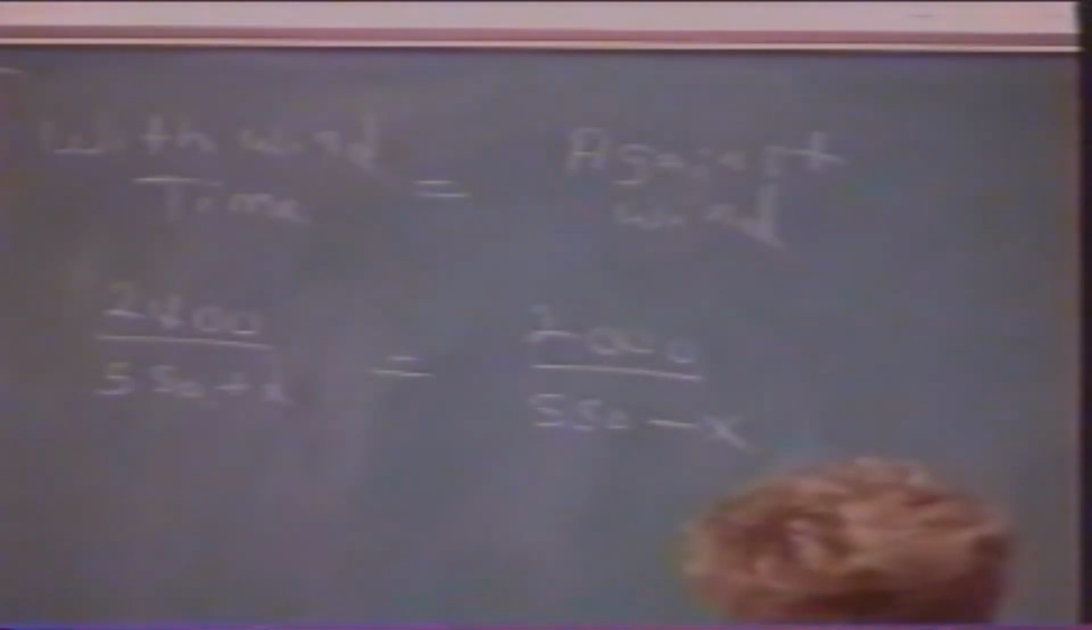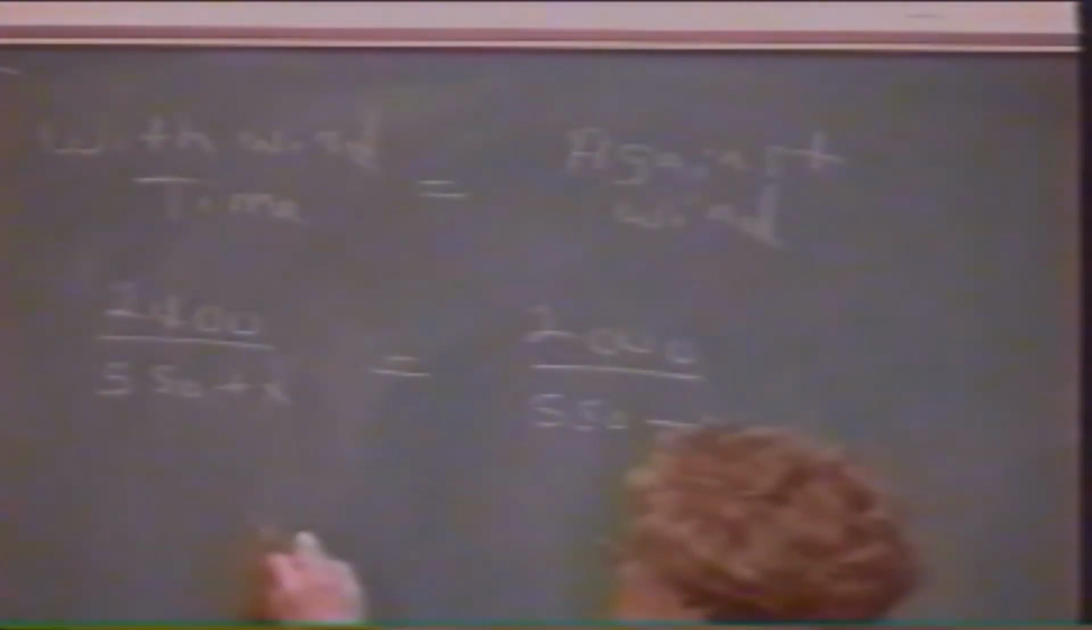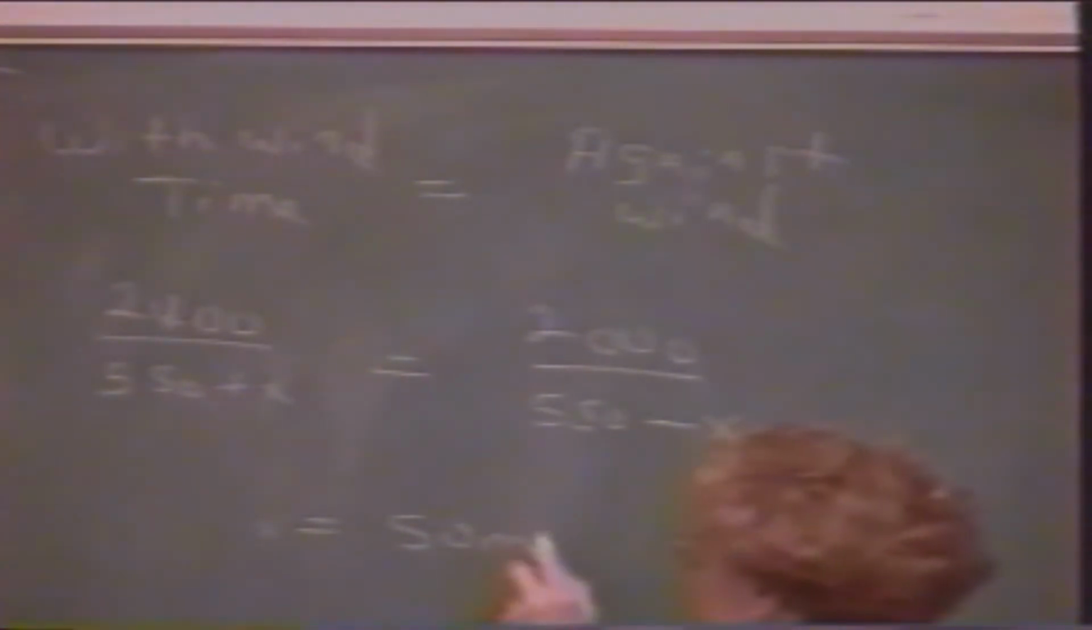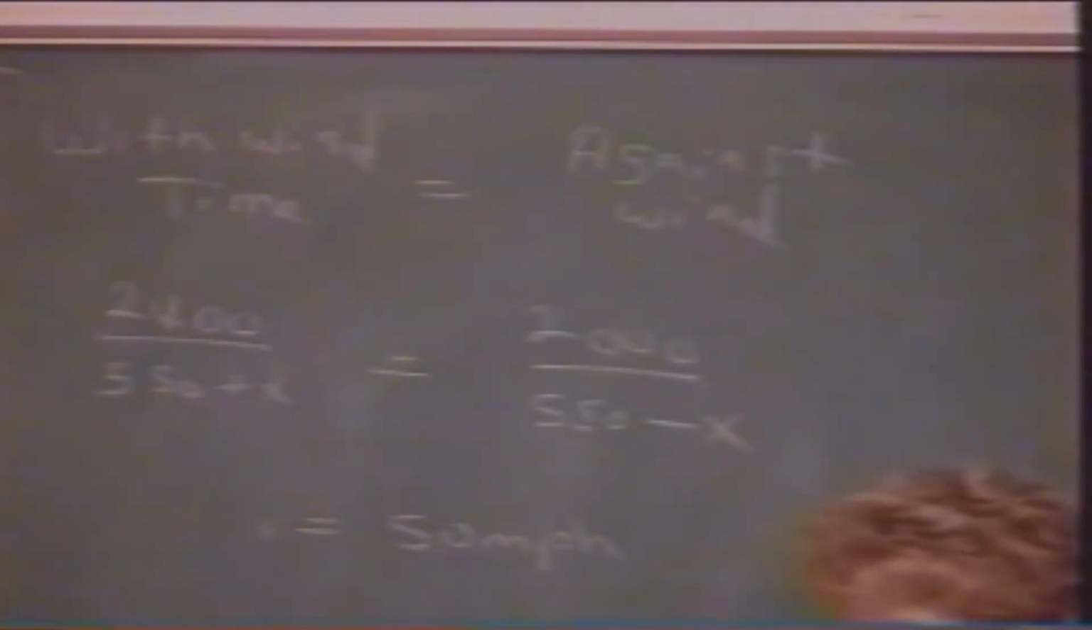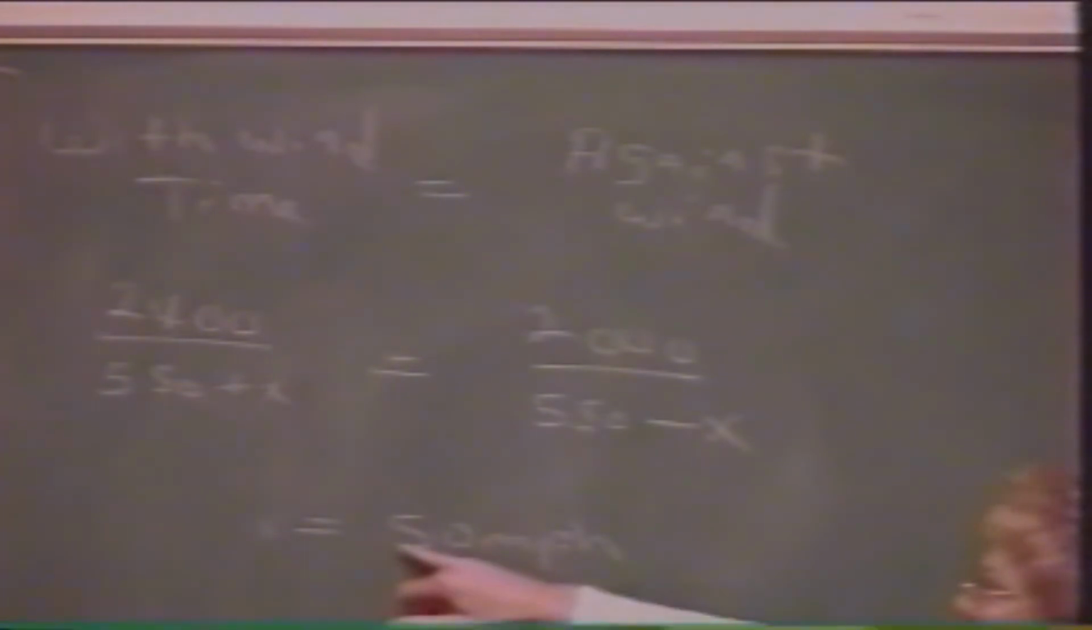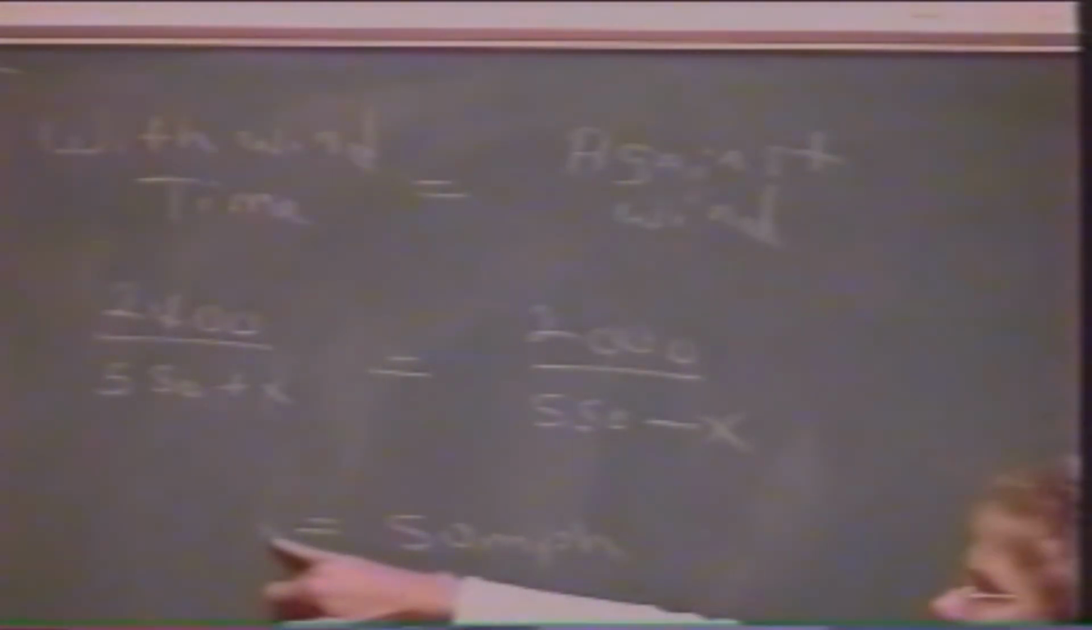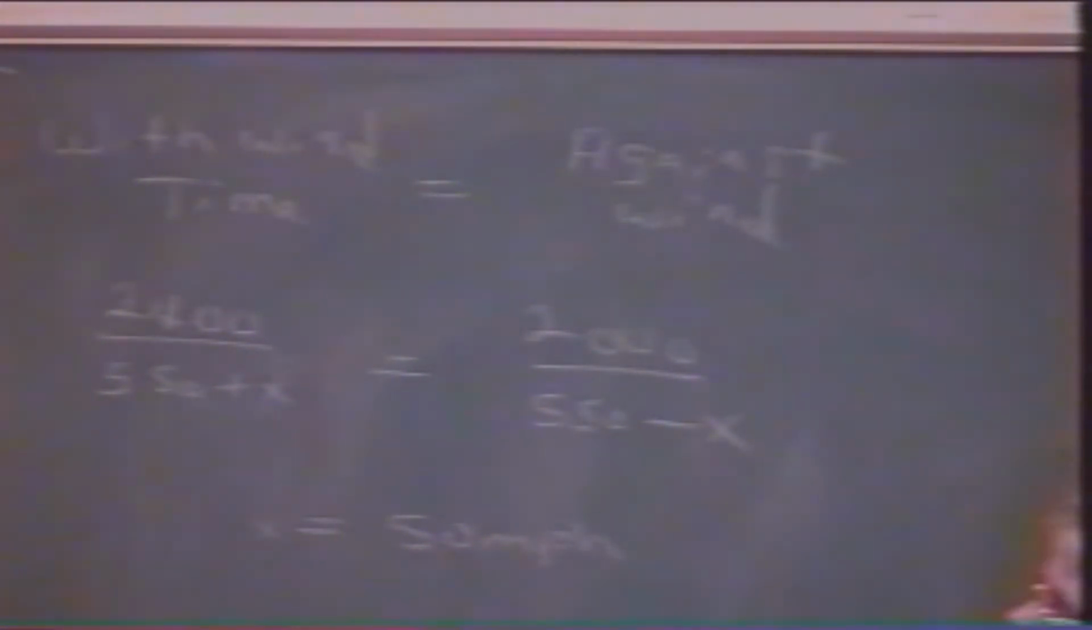And if you solve that, it ends up that your x ends up being 50 miles per hour. You'd have to clear fractions, by multiplying by 550 plus x and 550 minus x. And you'd end up with 50 miles per hour for x. That 50 miles per hour stands for what? What did we let the x stand for? The wind speed, and that's what they asked us to find, the rate of the wind.